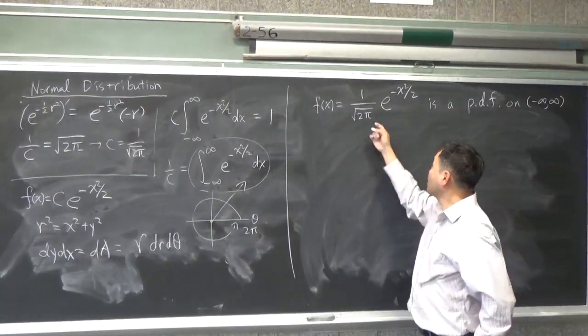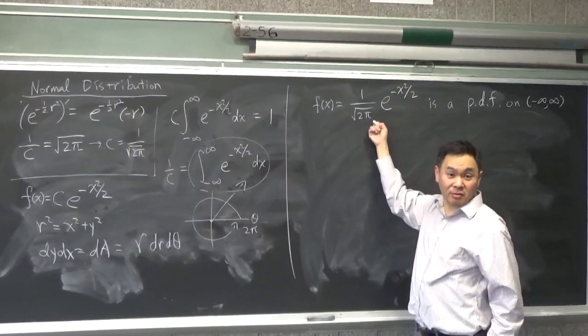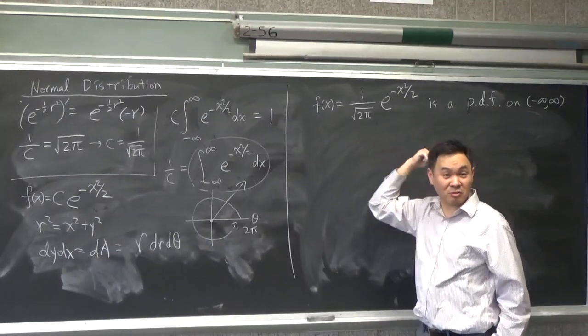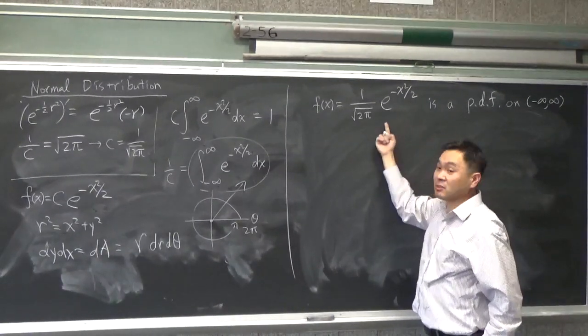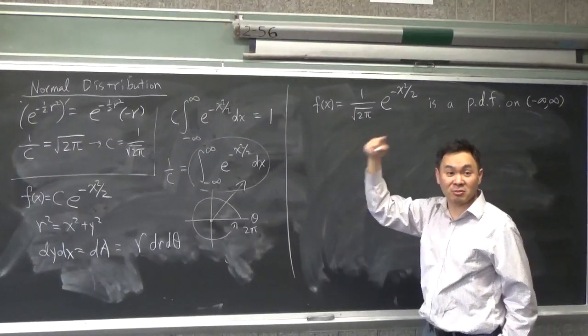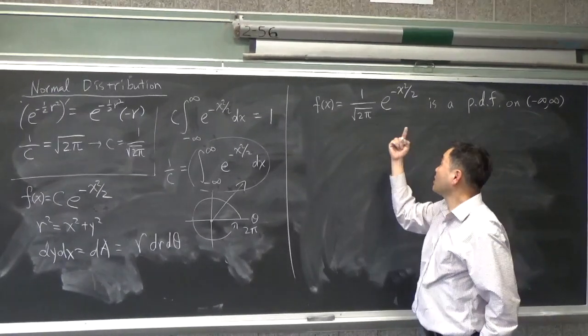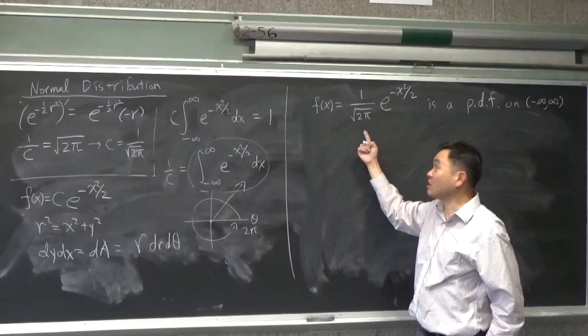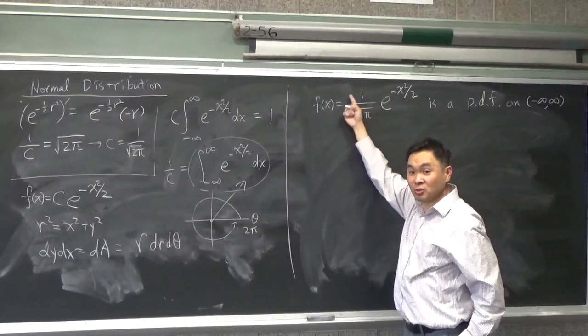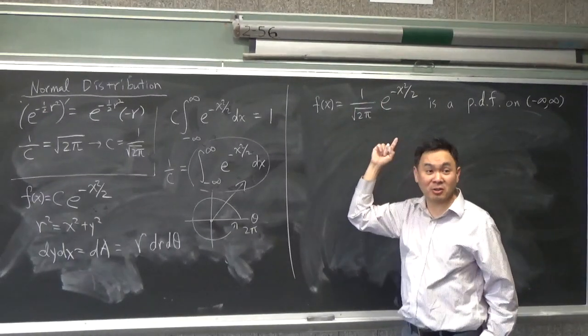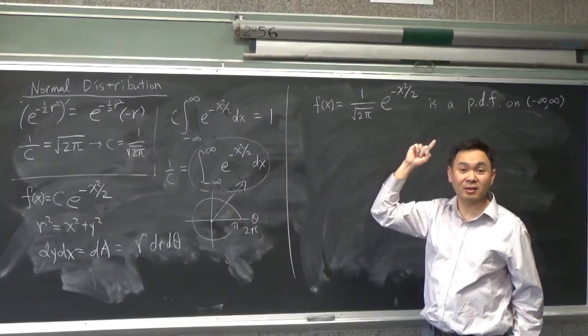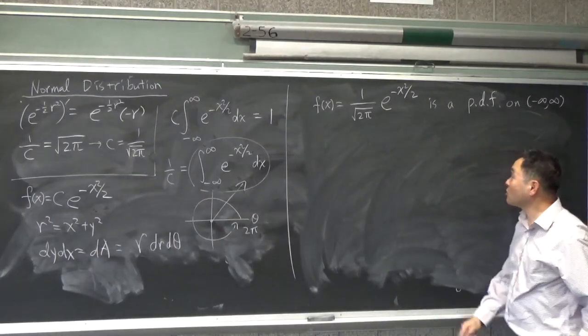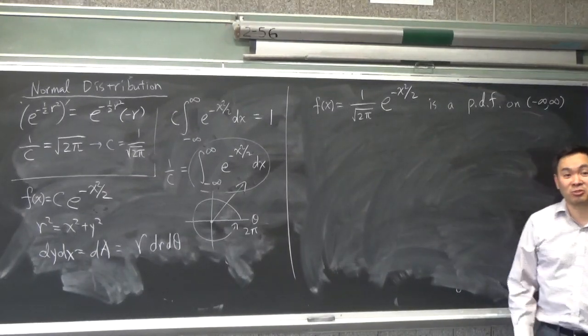That's because this is positive, right? On negative infinity to infinity. And if you integrate this function from negative infinity to infinity, it's going to give you 1. That's because this is fine-tuned so that the integral will give you 1. Is that okay? All right. And this one is called the standard normal distribution.